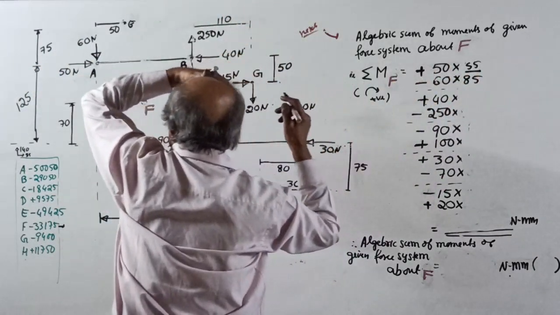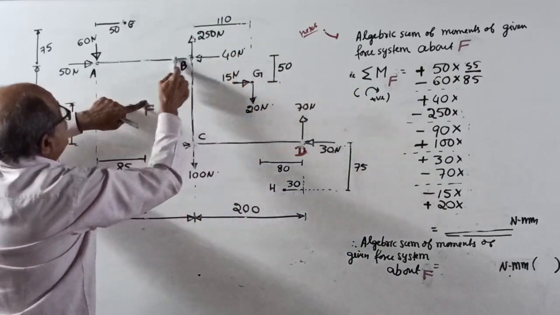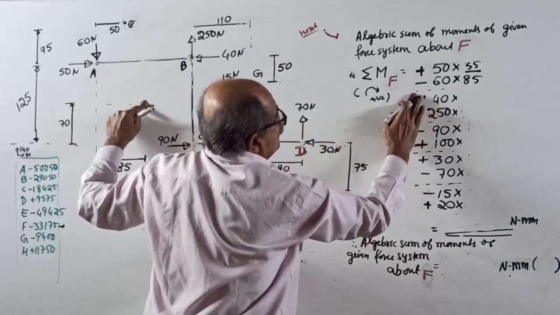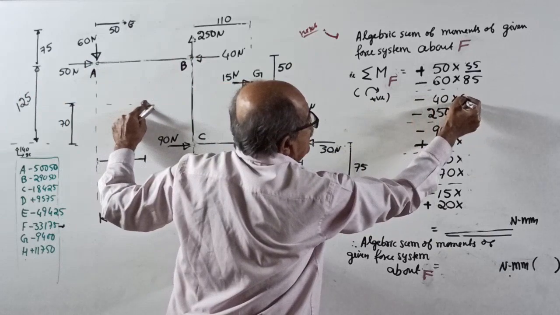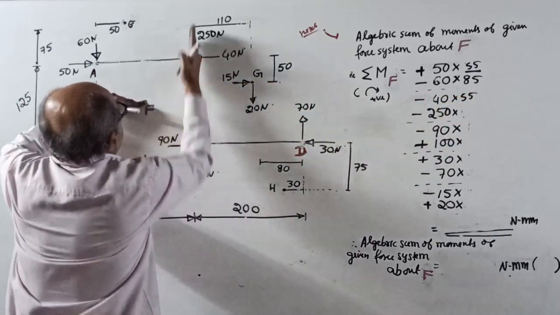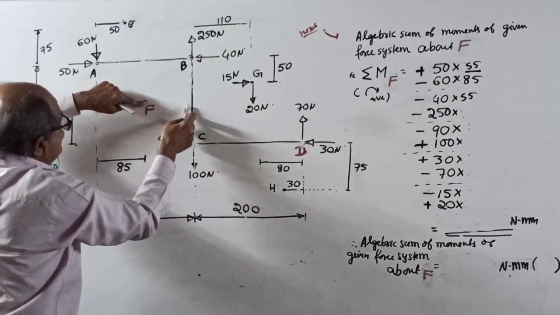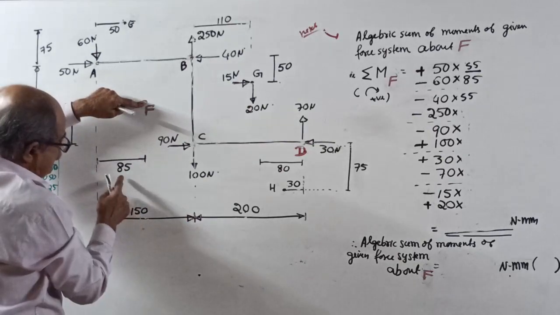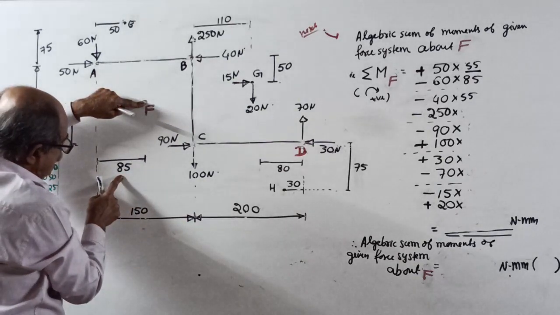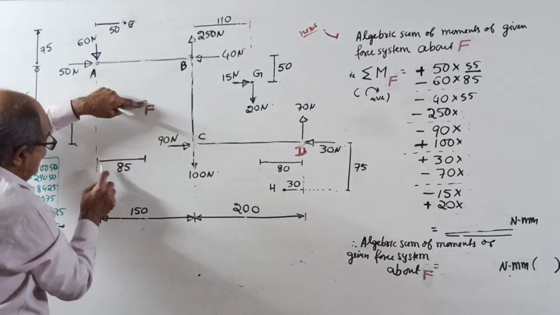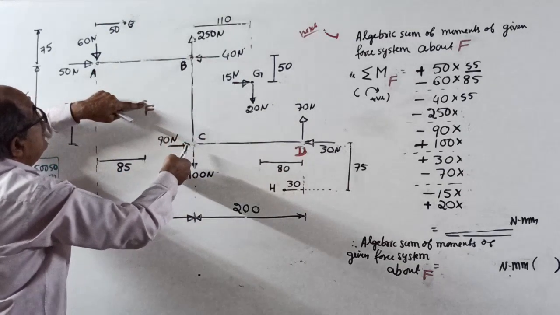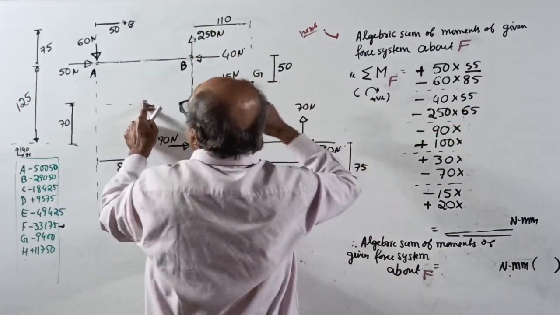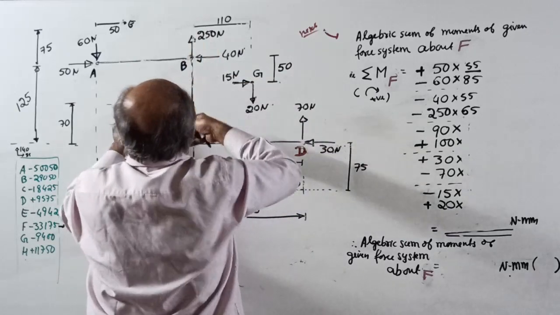85 anti-clockwise. Then, F. 40 into this distance. Just now I told, how much? 55, anti-clockwise. So minus 40 into 55. 250 into this distance. This is 150, this is 85, 85 and 70, 65, huh? Yes, 65. From 150, subtract 85, this distance. 250 into 65, once again anti-clockwise. All are correct, huh? Anti-clockwise, 50 clockwise, anti-clockwise, anti-clockwise, okay.